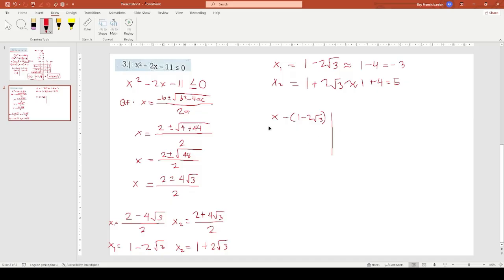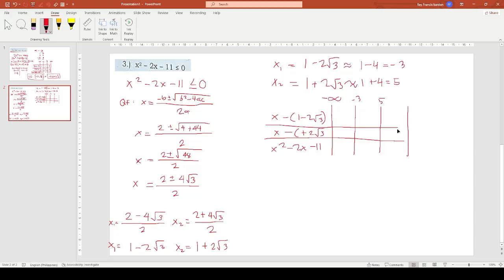Equals 0, of course. And then this one is x minus 1 plus 2 square root of 3. And then ito yung x squared minus 2x minus 11. Alright, this is negative infinity. This is negative 3. This is 5, approximately. And this is positive infinity.